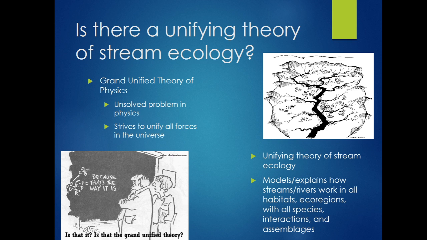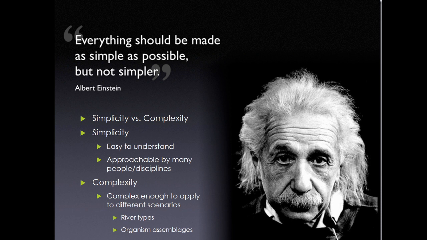Now, really, what stream ecologists want to do is the same thing. They want a unified theory of stream ecology, where we can have a model that explains how streams and rivers work in all habitats, ecoregions, with all species interactions and assemblages. Now, this is very difficult to do, as you can imagine. In some ways I can say physics is very simple because you don't have things living, right? It's very difficult to figure out a model to work in streams.